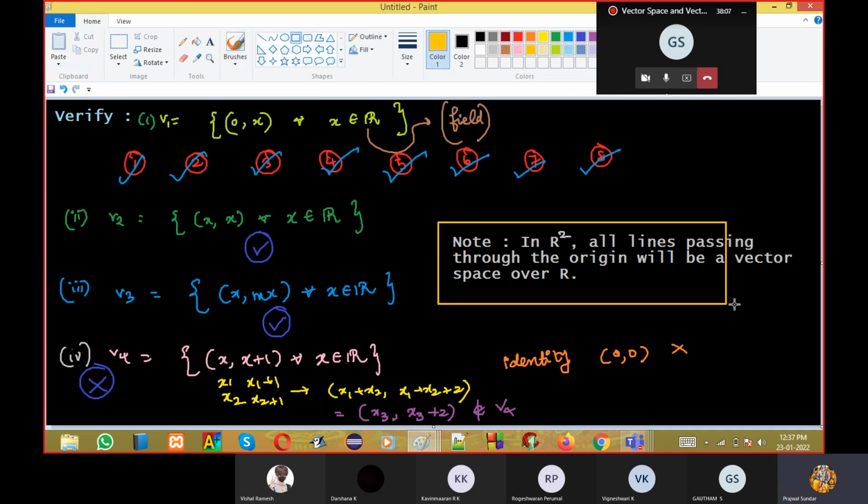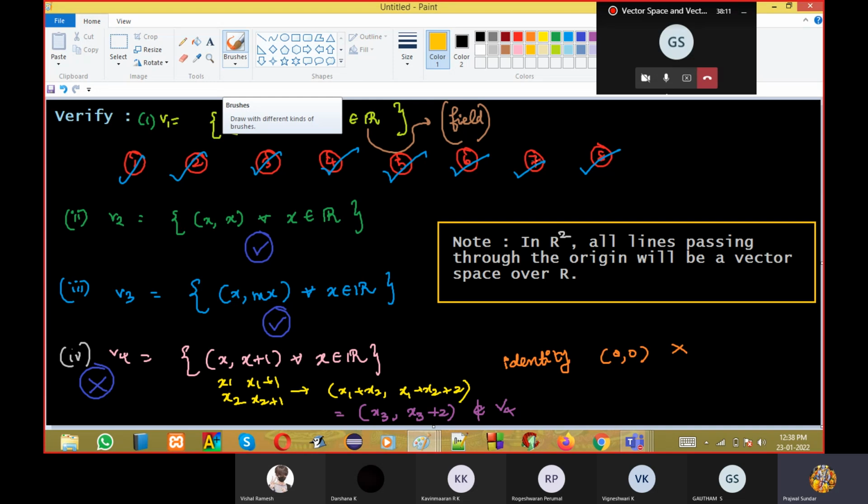This is observation. Until you are able to understand. R squared: all lines passing through the origin will be a vector space over R. Look at this path. This line equation is y equal to x line, so it's a vector space. This is y equal to mx line, it's a vector space.